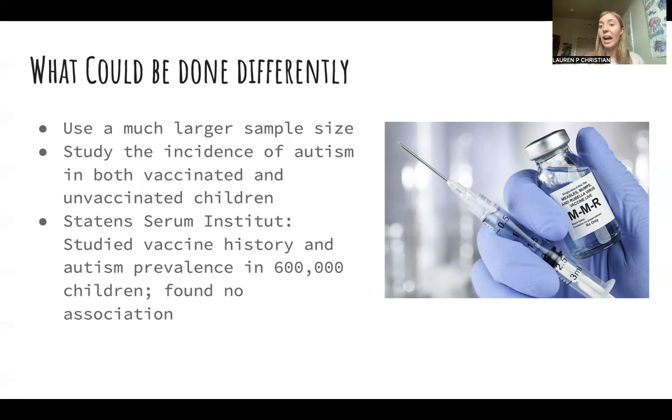And we've seen that there have been accurate, statistically sound studies conducted about the relationship between vaccines and autism. In a study conducted by Statens Serum Institute in Denmark, they studied vaccine history and autism prevalence in 600,000 children and found no association between use of the MMR vaccine and development of autism.